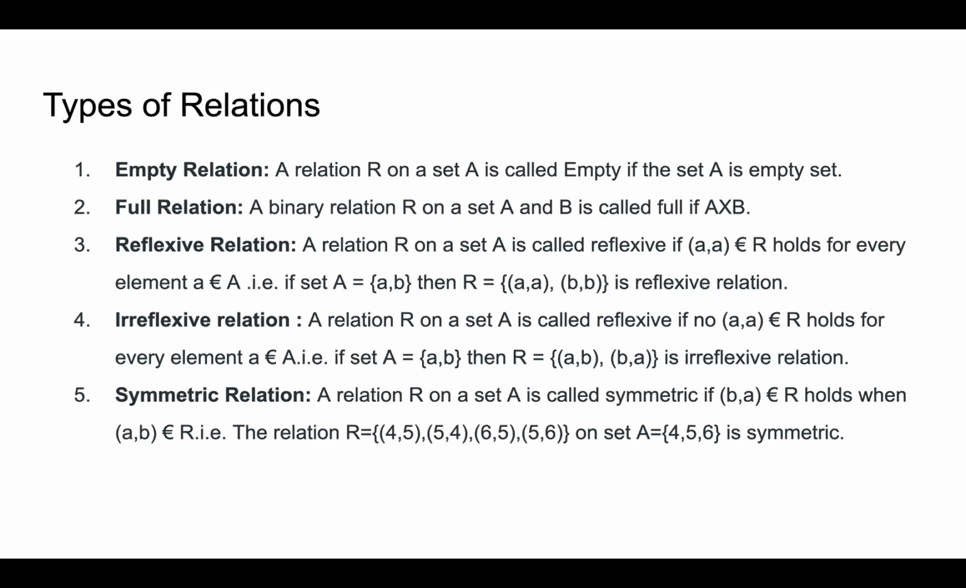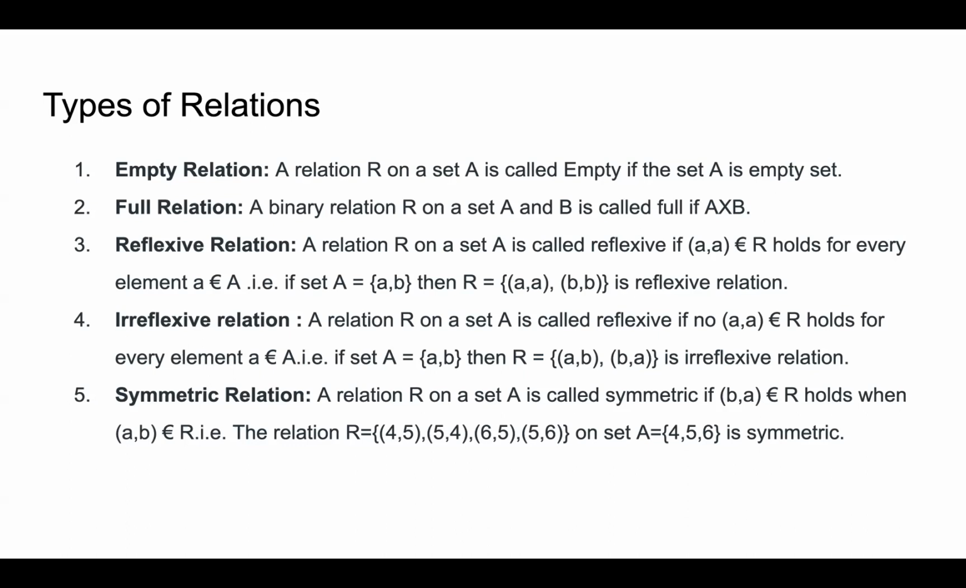Then we saw the types of relations. Which are there? Empty relation: a relation R on a set A is called empty if the set A is empty. Then full relation. A binary relation R on sets A and B is called full if it contains all the elements of the cross product of A and B, then that relation will be known as a full relation.